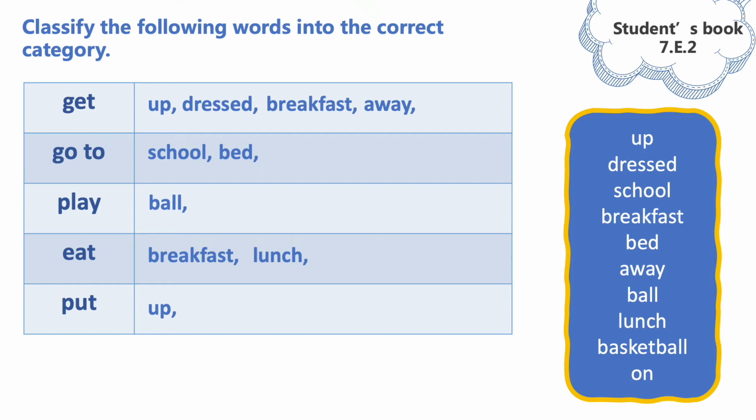Okay, next. The second to the last, basketball. Where does basketball belong to? In play. Play basketball. And the last word is on. Where does on belong to? In which category? On belongs to put on. Put on. Okay, before we proceed to the next page, we have to read it.